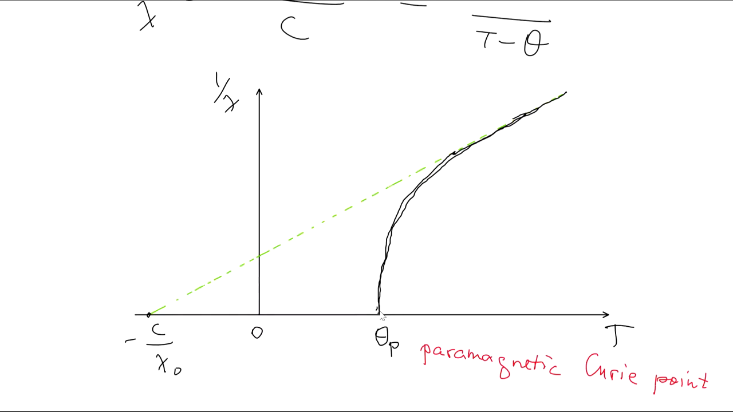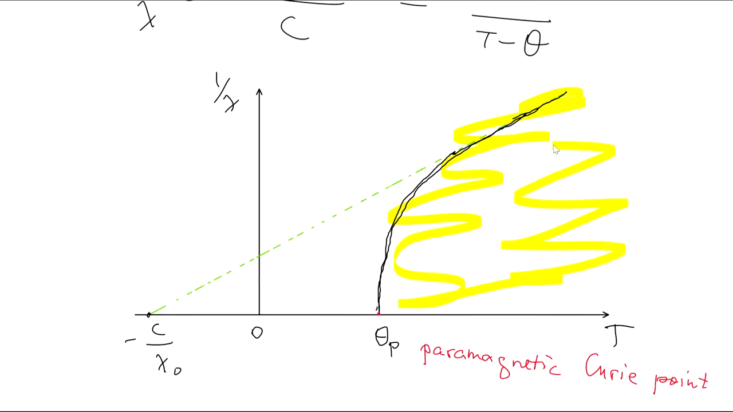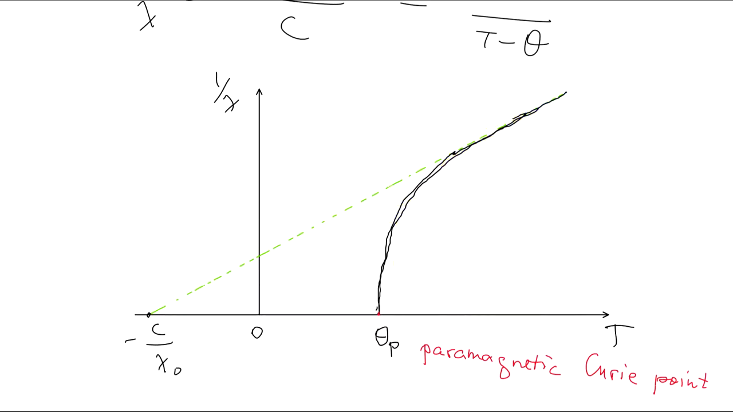So it is the paramagnetic Curie point, and this is the point at which the material will get into the ordered state. So again, we are not analyzing anything below the Curie temperature. We are not analyzing the low temperature area, but rather this high temperature regime, basically this portion here. I would remove it, but this was to highlight.